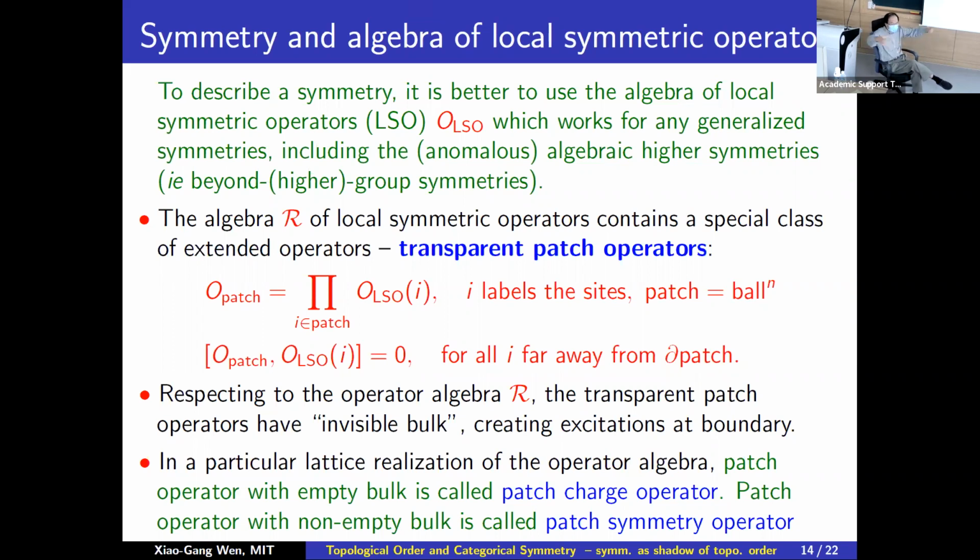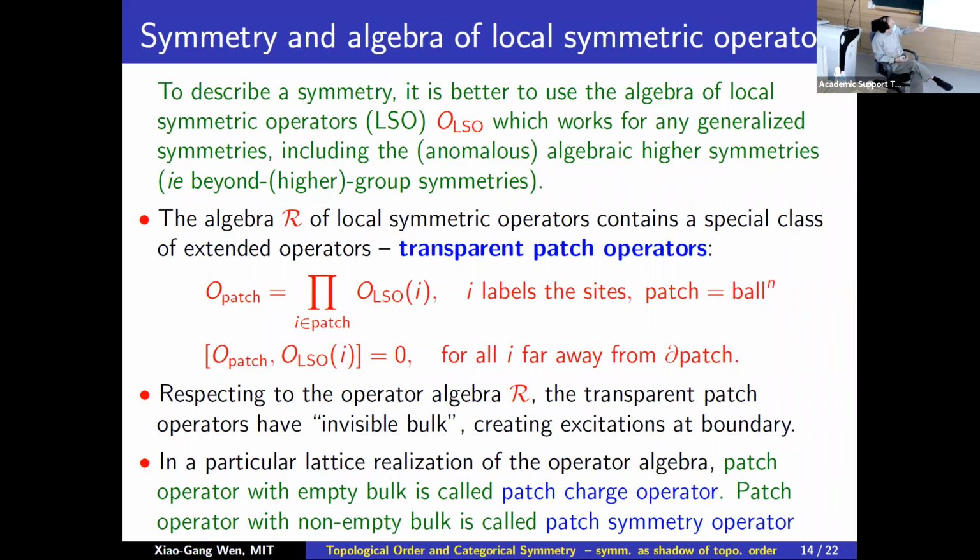So this product of local symmetry operators is only defined on a patch. The patch means no topology. It's like a ball. In one dimension it is a line segment, in two dimensions a disk, in three dimensions a ball. So no topology, trivial topology. However, we also require that the bulk of this patch operator is invisible, meaning it commutes with all the local symmetry operators, as long as the local symmetry operator is inside the patch, far away from the boundary. So the boundary is observable, but the middle is invisible.